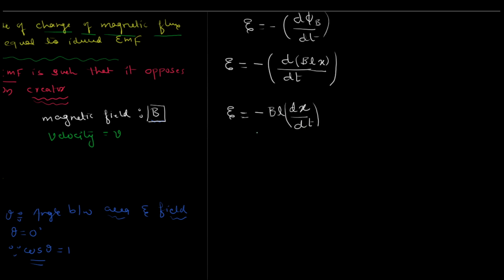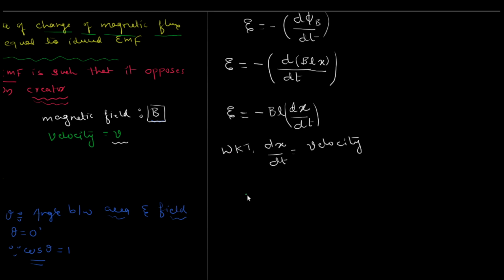And now we already know that dx by dt is the rate of change of position. We know that dx by dt, which is the rate of change of position, is velocity. We have learned this already in 11th, right? So rate of change of position is velocity. So I can replace this dx by dt with whatever velocity the rod is moving towards the left.